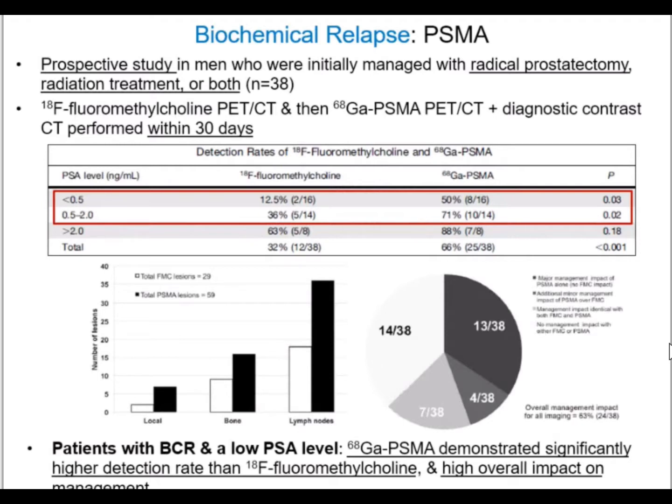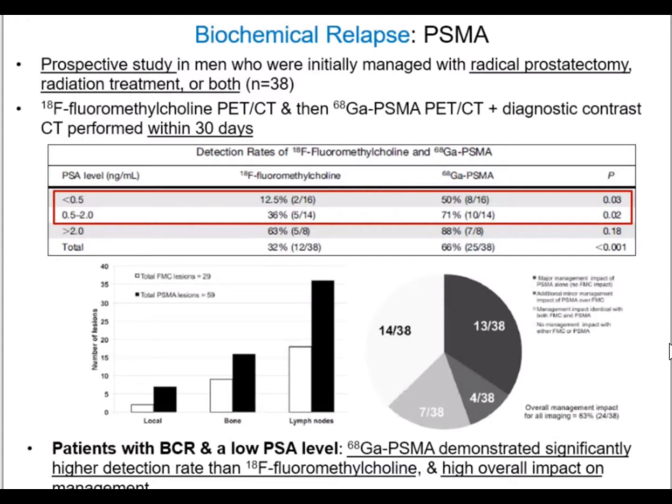In terms of biochemical relapse after radical prostatectomy or radiation therapy, this is a small prospective study of 38 patients who had choline PET, PSMA PET, and contrast CT within 30 days of each other. So these patients really received a lot of imaging within 1 month, right? Looking at the performance of choline PET versus PSMA PET at low PSA levels of less than 0.5 or 0.5 to 2, PSMA PET really has better performance with a higher detection rate, 50 to 71% versus 12.5 and 36%.